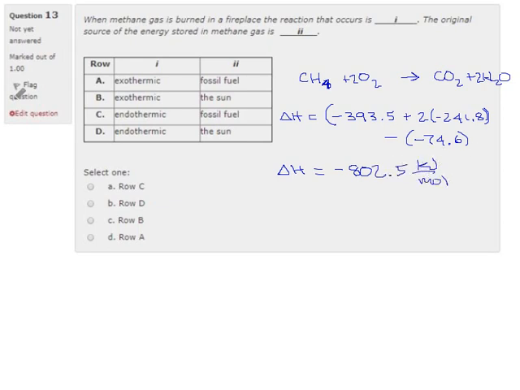kilojoules per mole. So even if you had no idea about methane, you can always write out the reaction and do this crunch yourself, products minus reactants, and find out if it's endo or exothermic. Now we know that this reaction is exothermic, which means we can junk 2 of our answers.